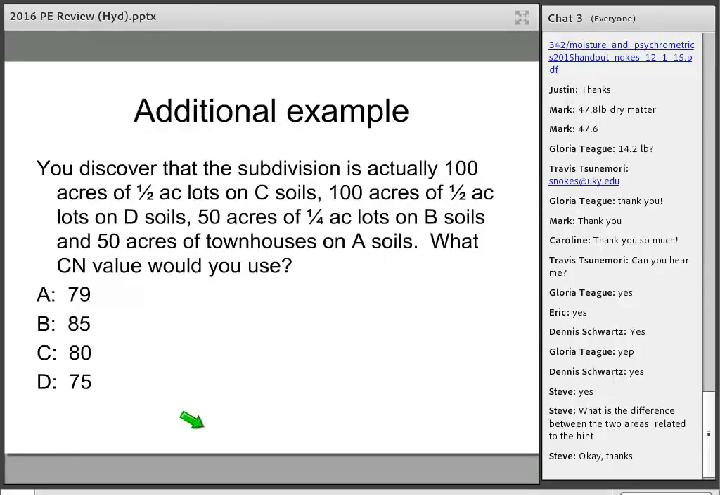Let's do an additional one so that you see how you might use that same concept of area weighting that we used with the Theissen polygons. So after you've done the initial investigation, you discover the subdivision's actually 100 acres of half-acre lots on C soils and 100 acres of half-acre lots on D soils, 50 acres of quarter-acre lots on B soils, and 50 acres of townhouses on A soils. Then what curve number would you use?